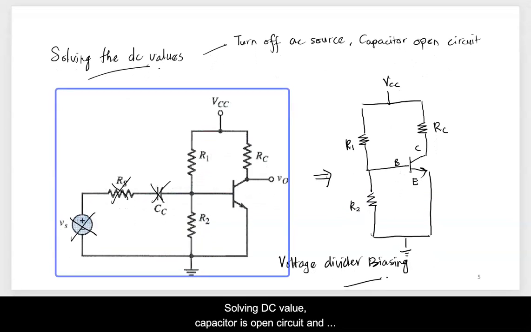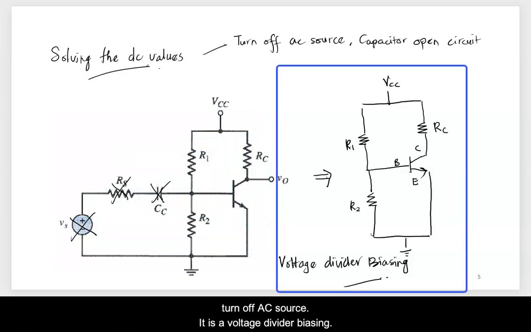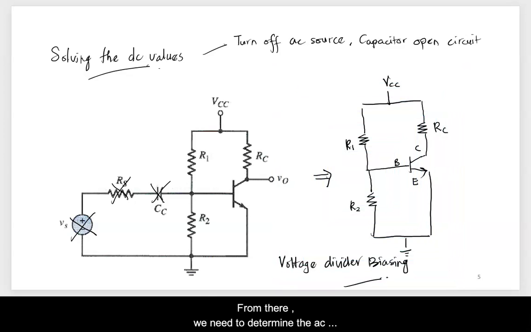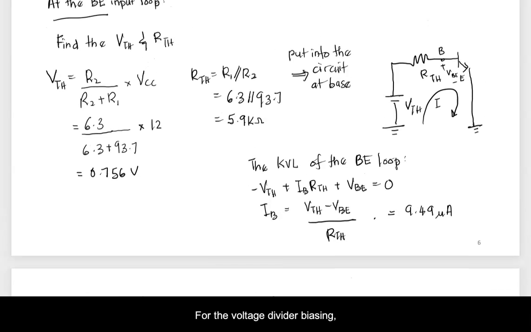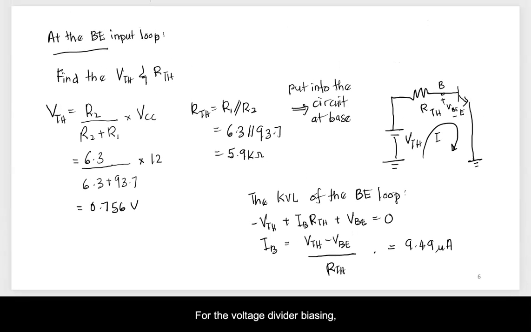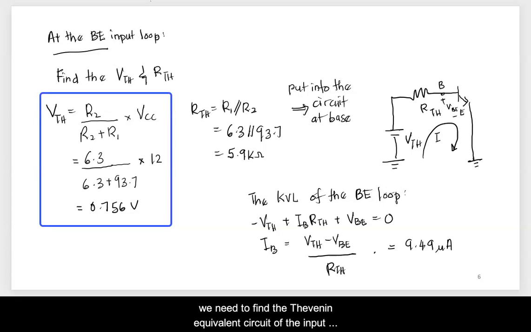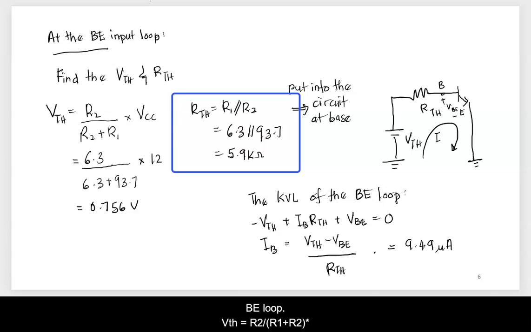Solving the DC value, capacitor needs to be open circuit and turn off the AC source. It is a voltage divider biasing and we need to find the IB. Once we obtain the IB value, we need to determine the AC parameters Rpi, Gm, and Ro. For the voltage divider biasing, we need to find the Thevenin equivalent circuit of the input BE loop. VTH is equal to R2 over R1 plus R2 multiply with VCC and RTH is equivalent to R1 parallel with R2.